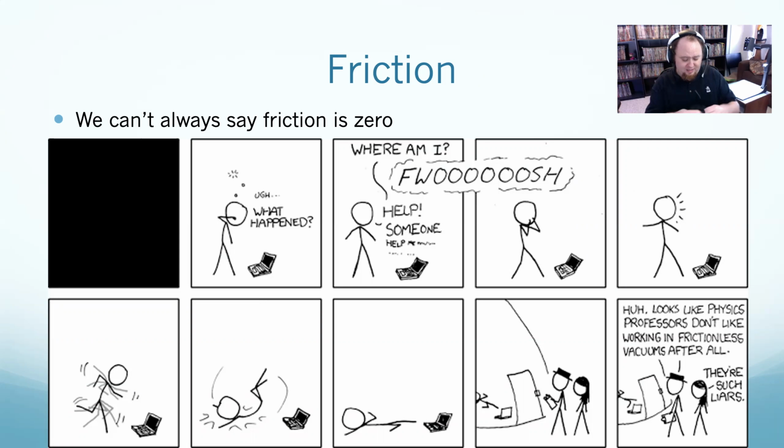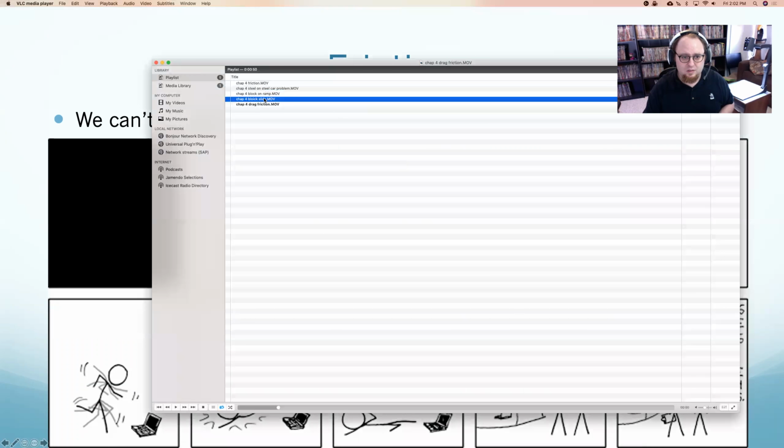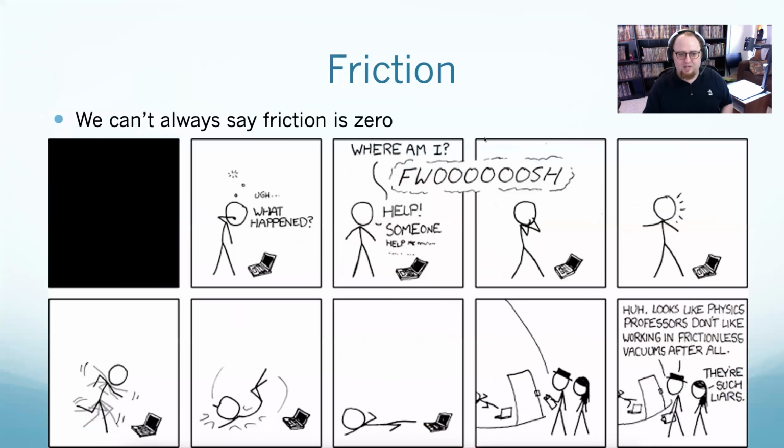If I take a block and slide it down a ramp, well, there's friction when it goes down the ramp. Earlier, we talked about the acceleration going down in the case of that cart, but that was with wheels. With the ramp, there should be some friction. And so we're going to finally work that out.